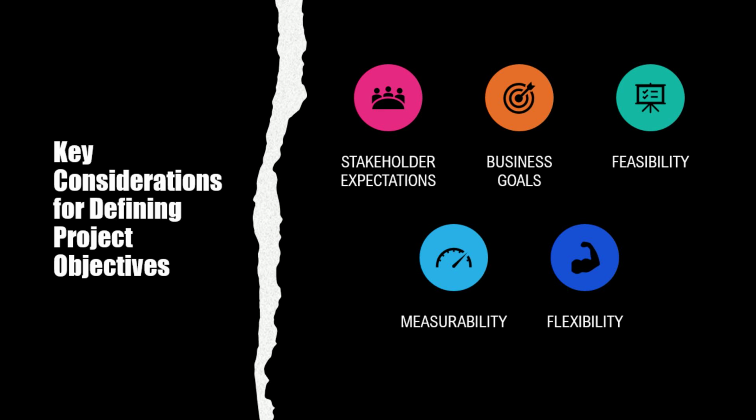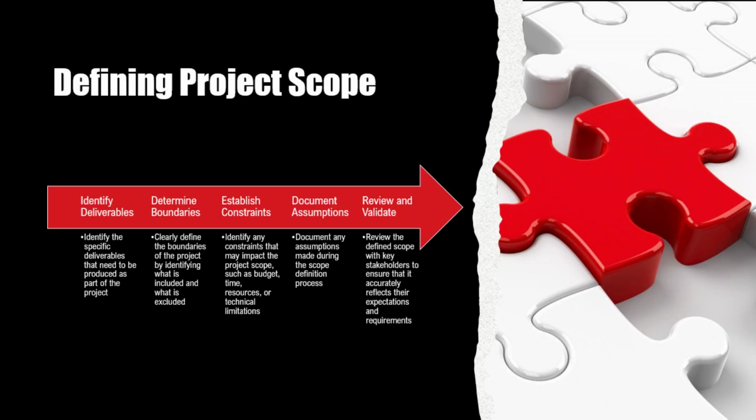In defining project objectives and scope, stakeholders' expectations and business goals must be taken into account. Feasibility of goal set, measurement of progress and adaptability to changes must also be considered. Defining the project objectives and scope is the fifth and final step.